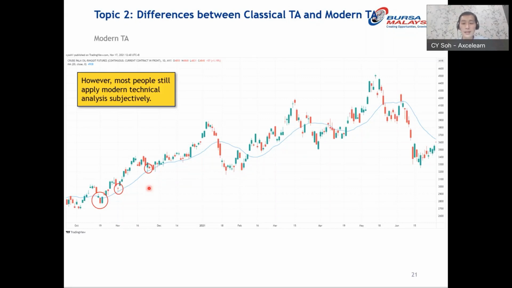Can you see that? Subjectivity also comes in here: how are you going to define when the price comes near to the moving average line? How near is considered as near? How would you define near? And if it is really near the moving average, do you dare to make that entry every single time or not?